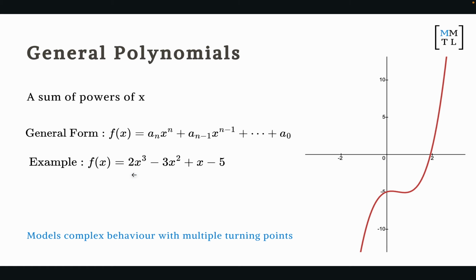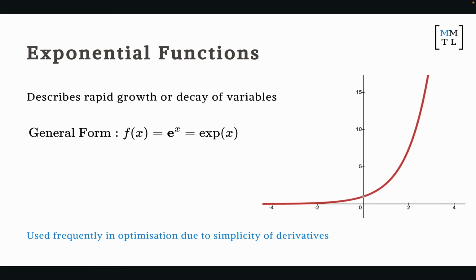Yeah, this one. Derivative of this. 6x squared minus 6x plus 1. Yeah, awesome. Okay, pretty simple as well.